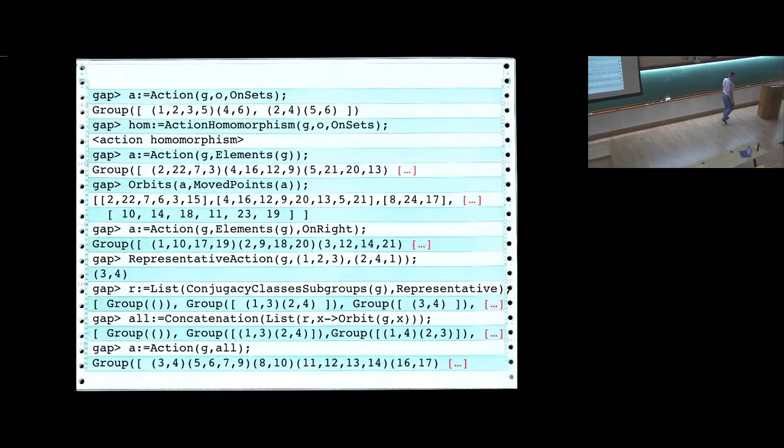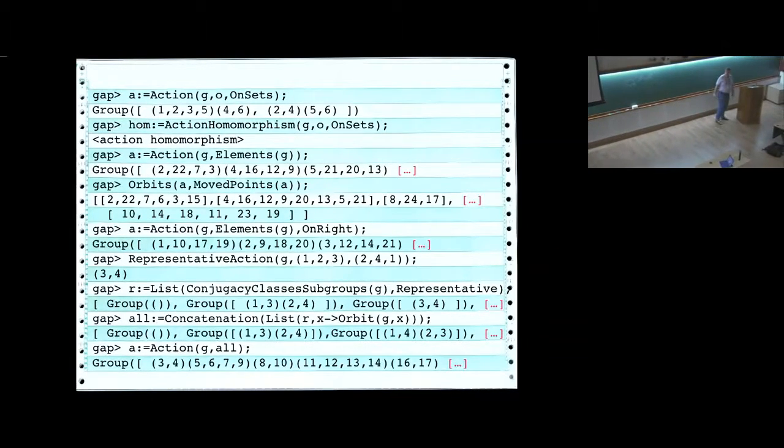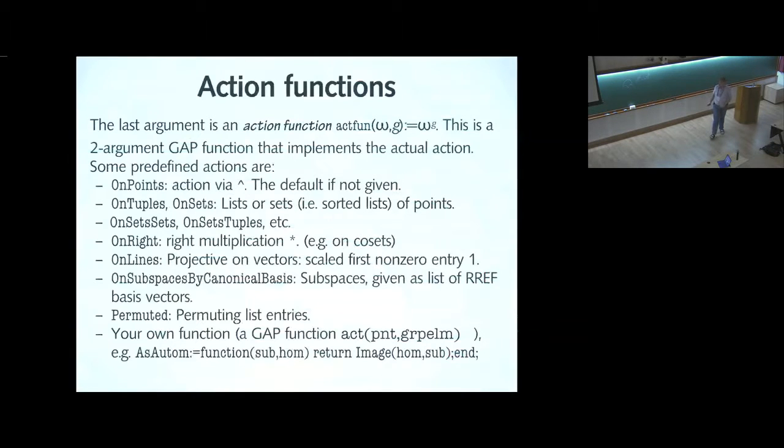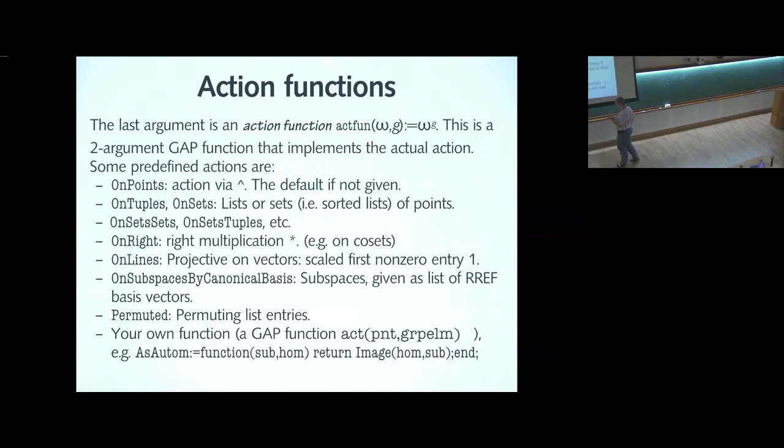I mentioned already in some examples this action function as a further parameter. The action function is a function which describes how a group element will act on a point. It's a 2-argument function, and several of these functions are predefined by GAP. There is OnPoints, that's the action via the caret operator, which is the action of permutations on points, and the action of a group on itself, on its elements, by conjugation.